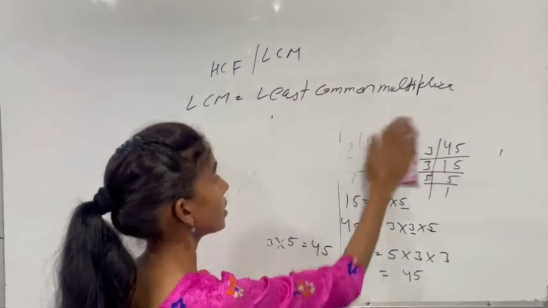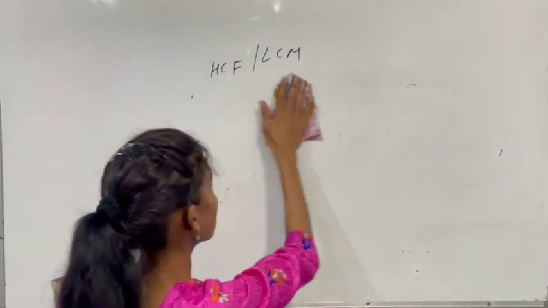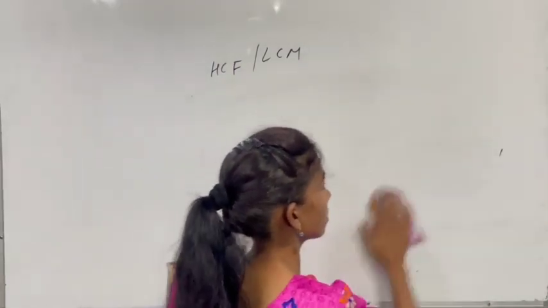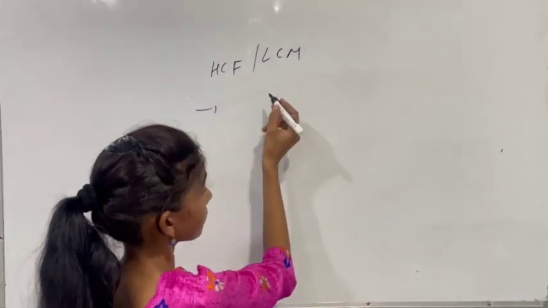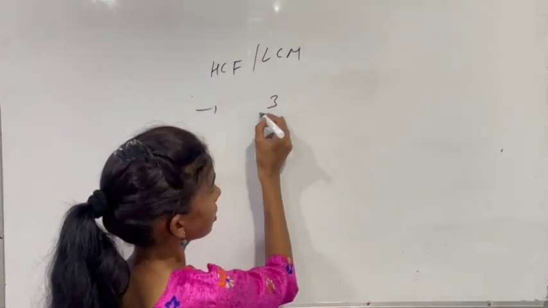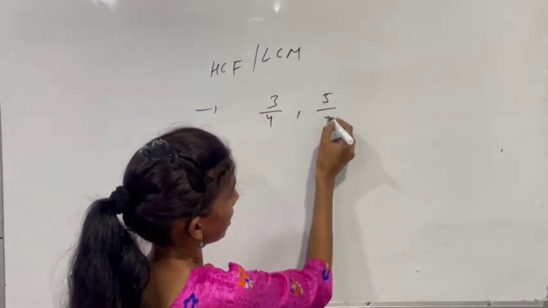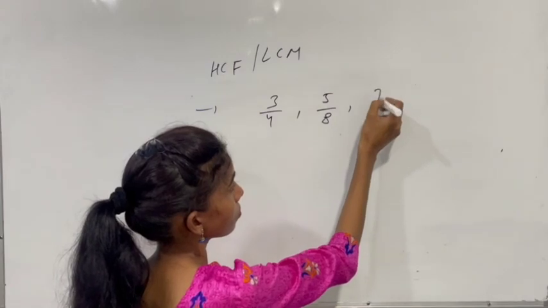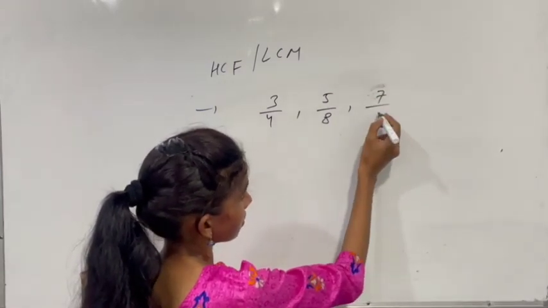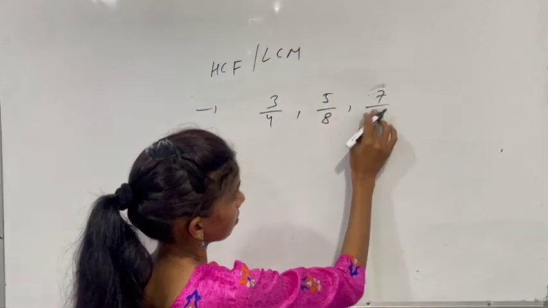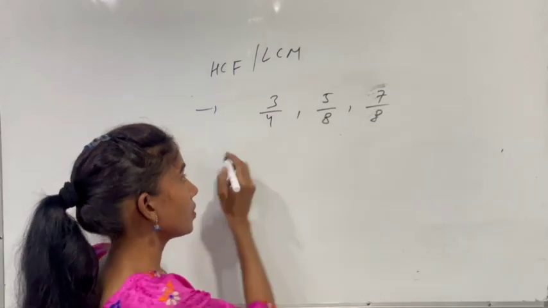Next, if we are given numbers in fraction form, how can we find the LCM and HCF of the numbers? Now I will give an example. Let's take 3 by 4, 5 by 8 and 7 by 8.